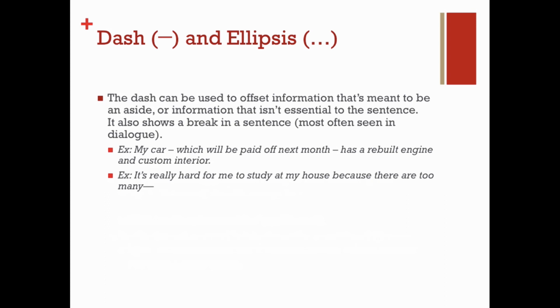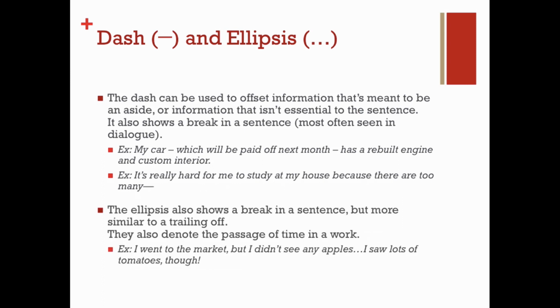So the first example: "My car, which will be paid off next month, has a rebuilt engine and custom interior." I'm using the dashes there to offset information about my car that's not essential to the sentence. I can pull it out of the sentence and the sentence's meaning will not change. Second example: "It's really hard for me to study at my house because there are too many—" and I sort of trail off there. That is signifying an interruption in what I was saying, and that's a perfect use of the dash.